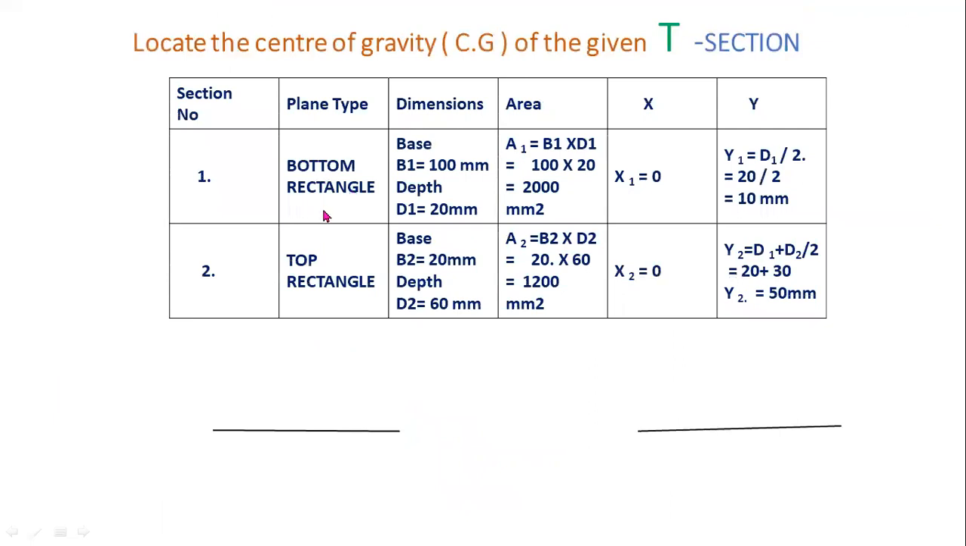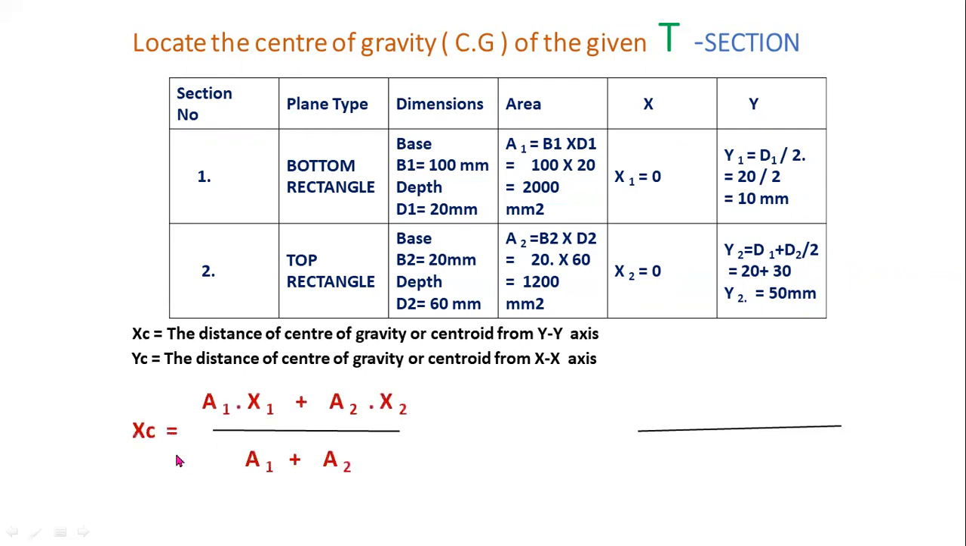Section 1 is the bottom rectangle, section 2 is the top vertical rectangle. These are the individual dimensions. A1 and A2 are the individual areas. A1 is the area of the bottom rectangle and A2 is the area of the top rectangle. x1 equal to 0, x2 equal to 0 because the given T section is symmetric about the y-axis. y1 equal to half of the depth of the bottom rectangle. y2 equal to depth of the bottom rectangle plus half of the depth of the vertical rectangle. So y1 equal to 10 mm, y2 equal to 50 mm.